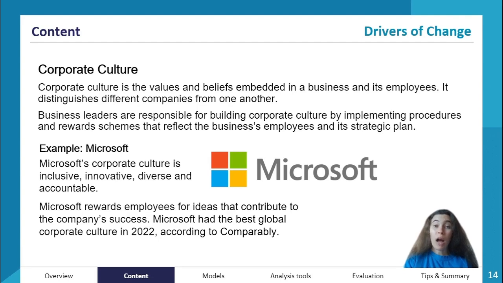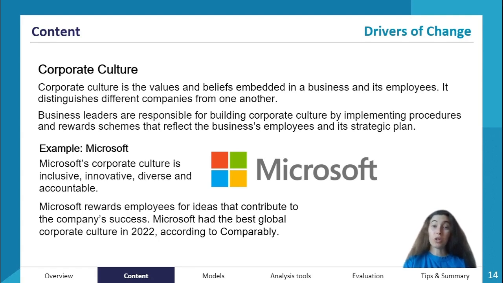So we've got a whole bunch of drivers of change. Those were some of the impacts of change. Drivers of change are what is pushing the change to happen. What could be happening in the environment that is resulting in that change being necessary. So one of these is corporate culture. And this is all about the values and the beliefs that are embedded in the business and, of course, its employees as well. So, this is one of the aspects that's the internal kind of thing, the organizational culture or corporate culture. They are the same kind of concept.